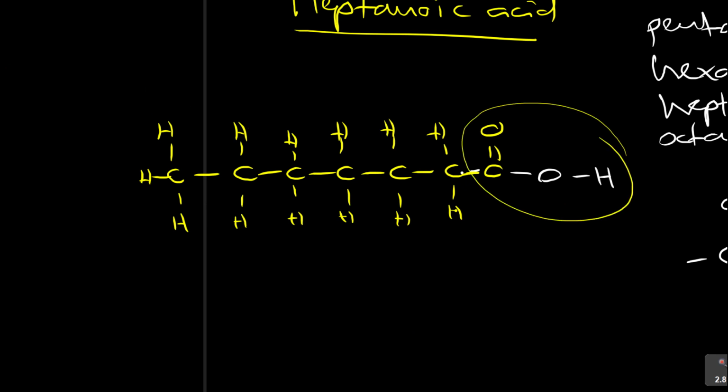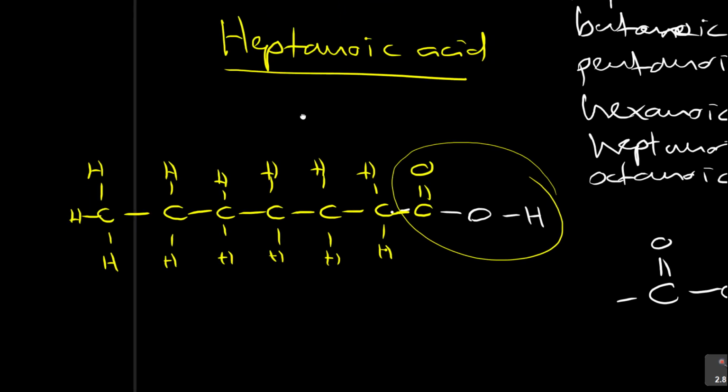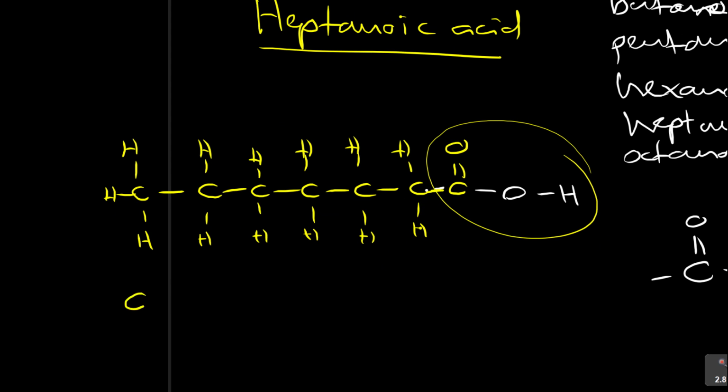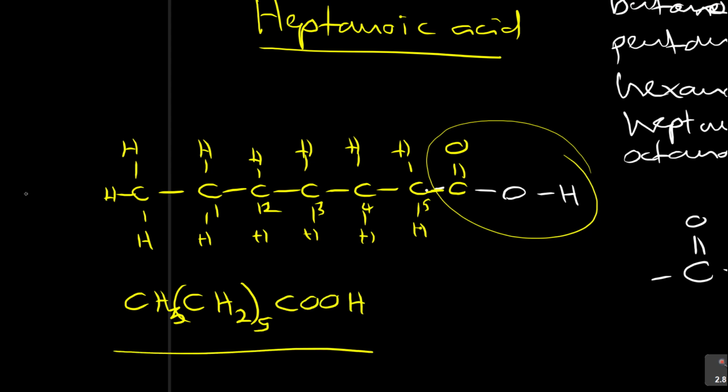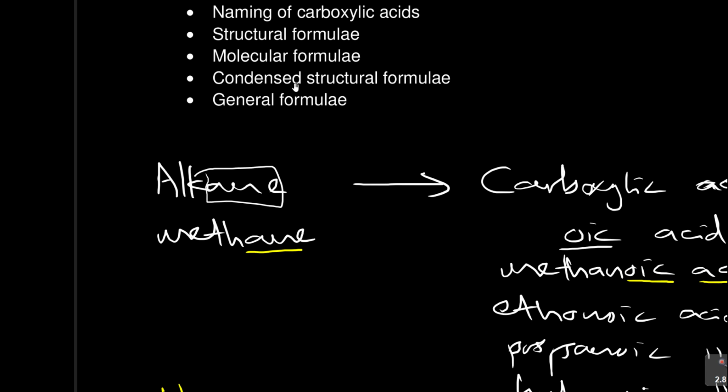All right, what is this? This is heptanoic acid. So if I say condensed structure, it's CH3, CH2. How many CH2 do we have? 1, 2, 3, 4, 5. So it's 5, and then you've got COOH, condensed structure. All right, so that was that part. And let's leave the general formula, but that is the molecular formula. This is the molecular formula.